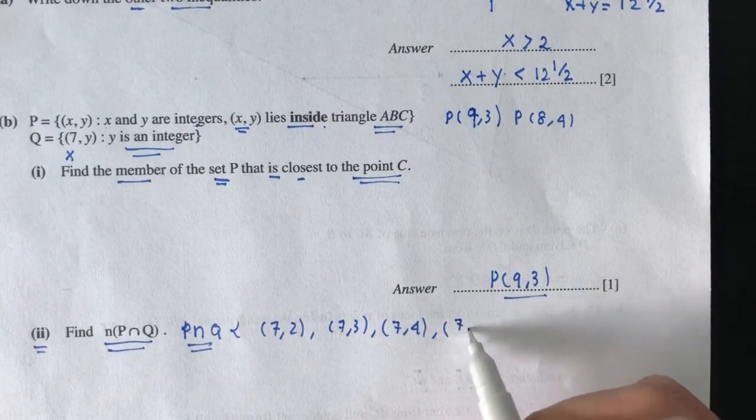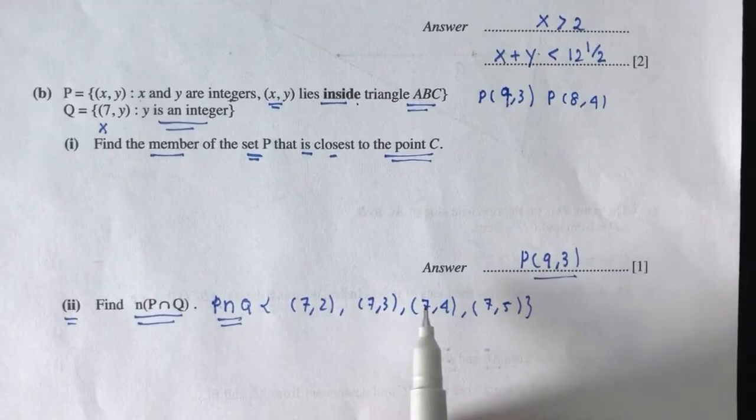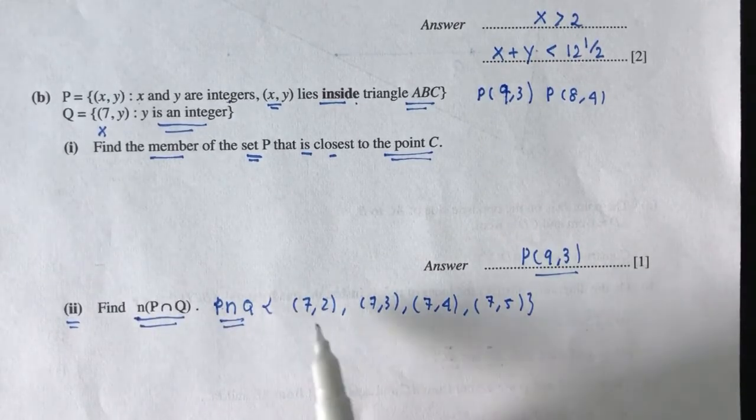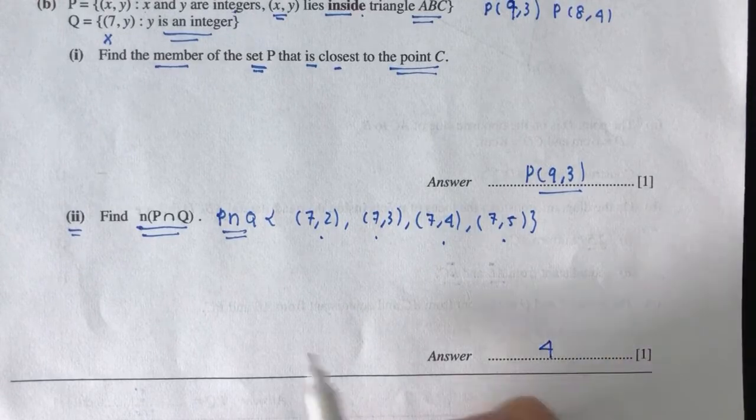And I think the last one we have is 7, 5. So 7, 5. In this case, we have to find the number of elements inside the set. We have 1, 2, 3, 4 elements. So your answer will be 4 for this one.